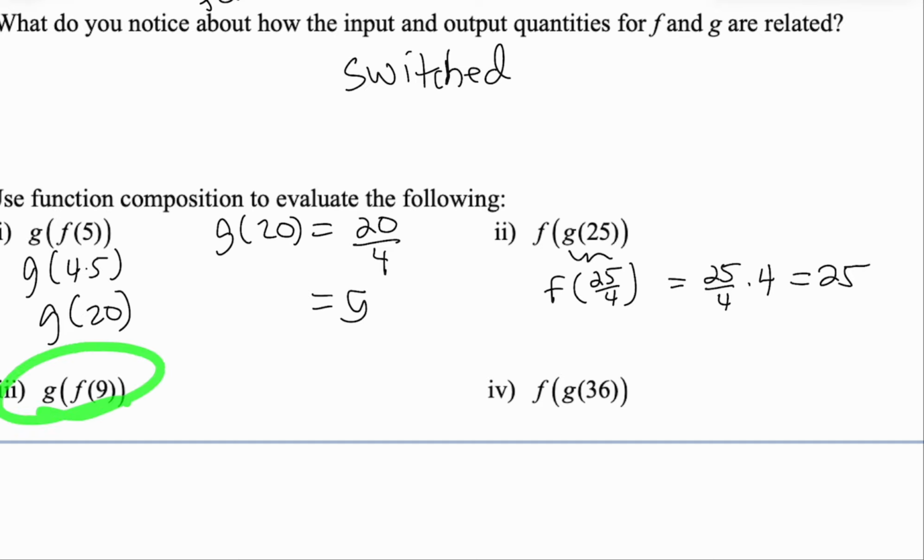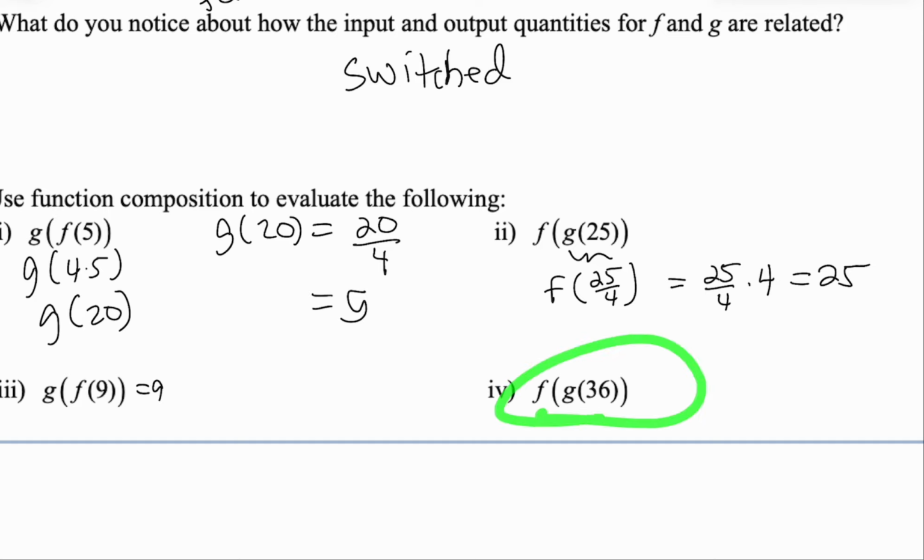Since these are inverses, the answer should be 9. Since these are inverses, the answer should be 36. So inverse functions: multiplication and division are inverse functions. Squaring and square rooting are inverse functions. Now you have to be careful because they have to be set up perfectly correctly to make that work, but that's kind of an elementary way of thinking what an inverse function looks like.